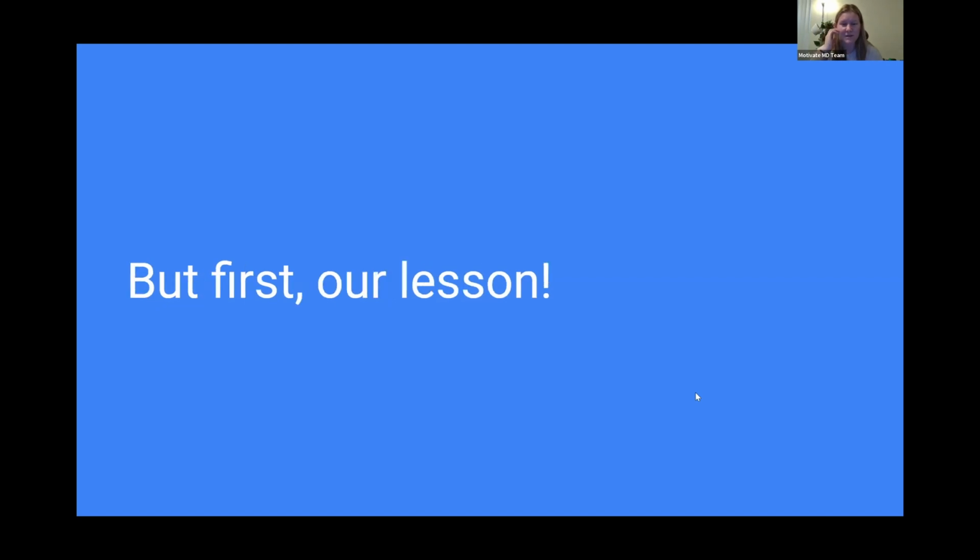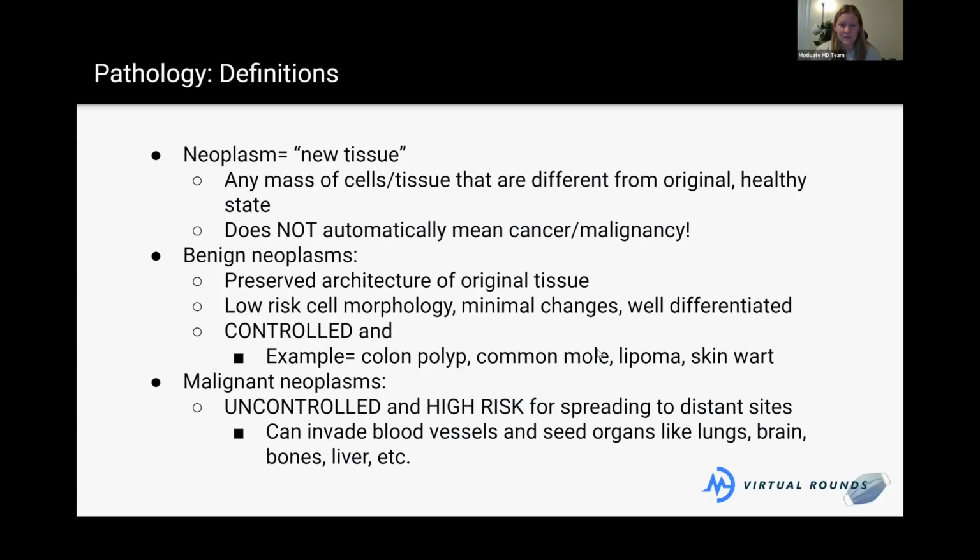We're going to dive into our pathology lesson before we finish the patient case. So I wanted to first define what is a neoplasm, because this is a topic about neoplasms. And that wasn't a word that I had heard until I got to medical school. I had heard other things like tumor and cancer and maybe even benign in my pre-med and even before that.